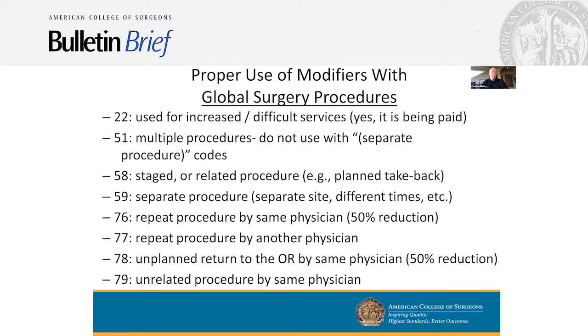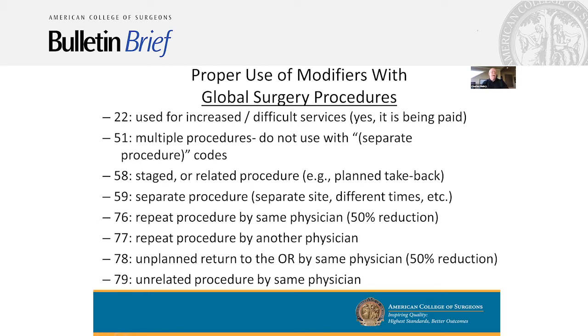Now, the common question from surgeons is, why 50%? The answer is that for the global period of a 90-day code, about half the value sits in the intra-op portion, and the other half of the value accounts for the pre-op and post-op care of the patient. And so if they're already paying you for the pre- and post-op care for one procedure, they don't want to pay you for the pre- and post-op care for the second procedure that's unplanned. So that's included in the first procedure.